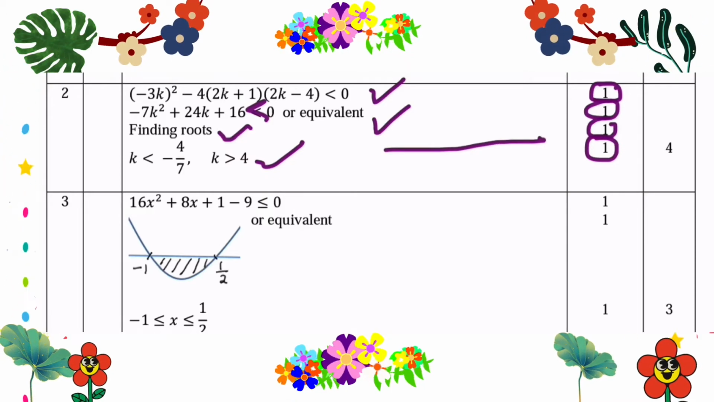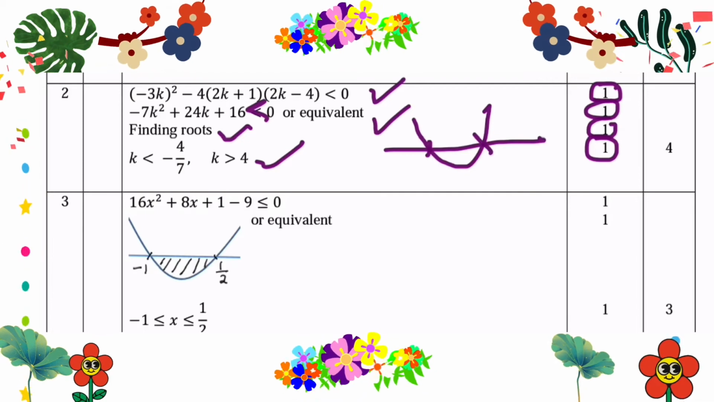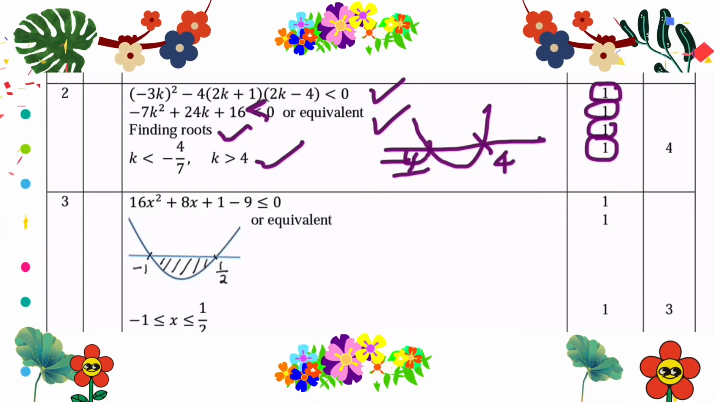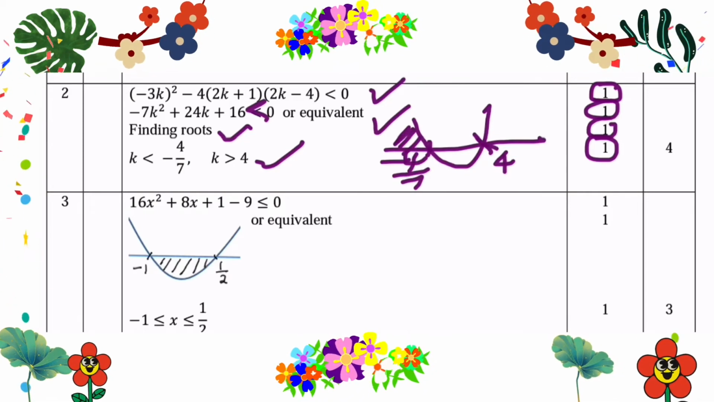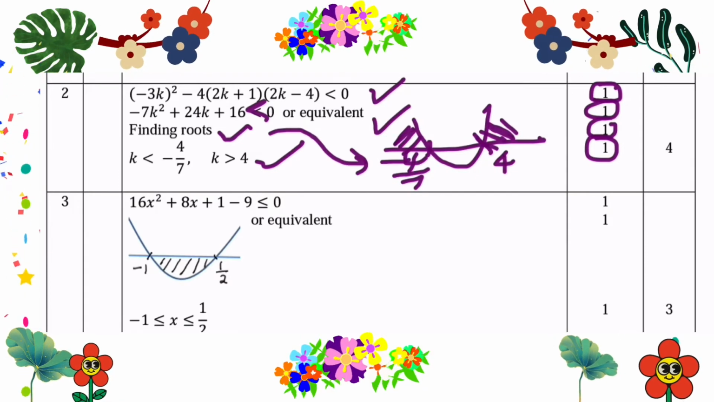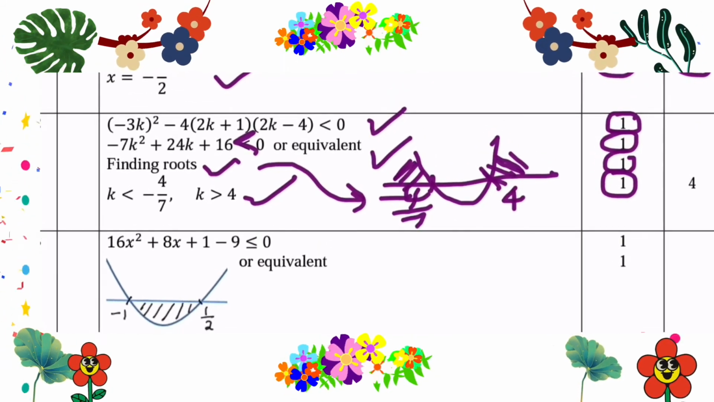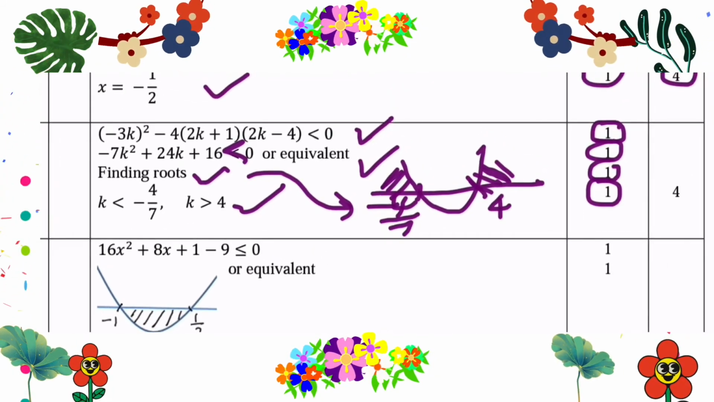So finally the answer is k < −4/7 and k > 4. And it is compulsory to show the proper steps of how you read the range of values of k. That's all my sharing for quadratic functions.